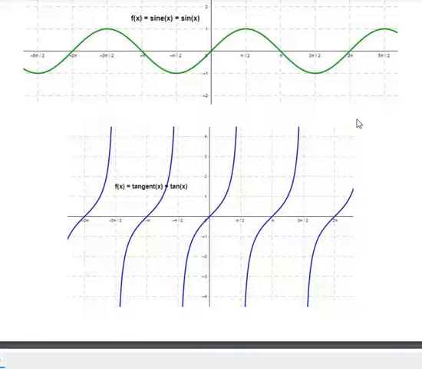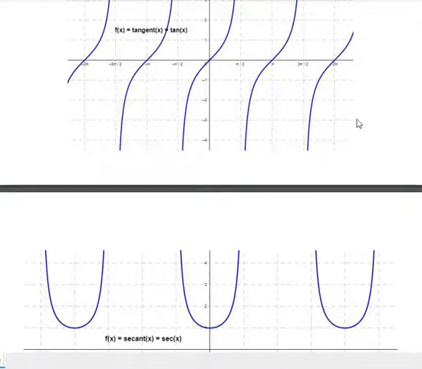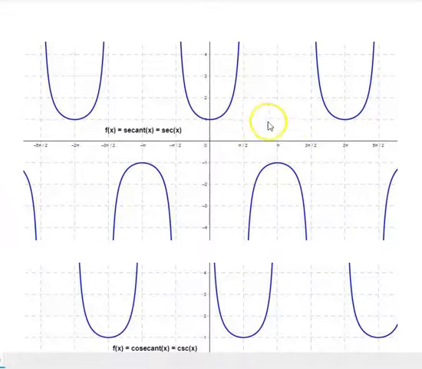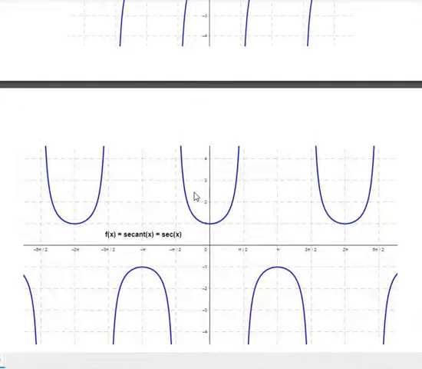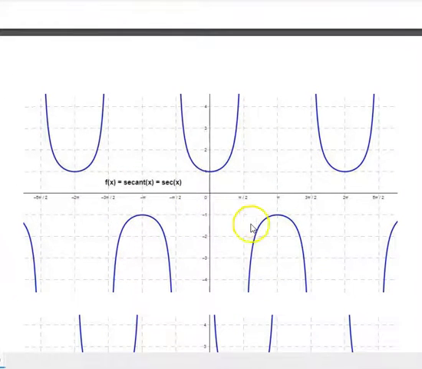And the other three are the reciprocals. Here's the secant, the reciprocal of the cosine. So it's 1 over cosine. Again, any place cosine is 0, it's going to have a limit line and go off to infinity. So here's secant, this whole section here. Let's try to get rid of that other part. So there's negative values, positive values, and it's an interesting graph.